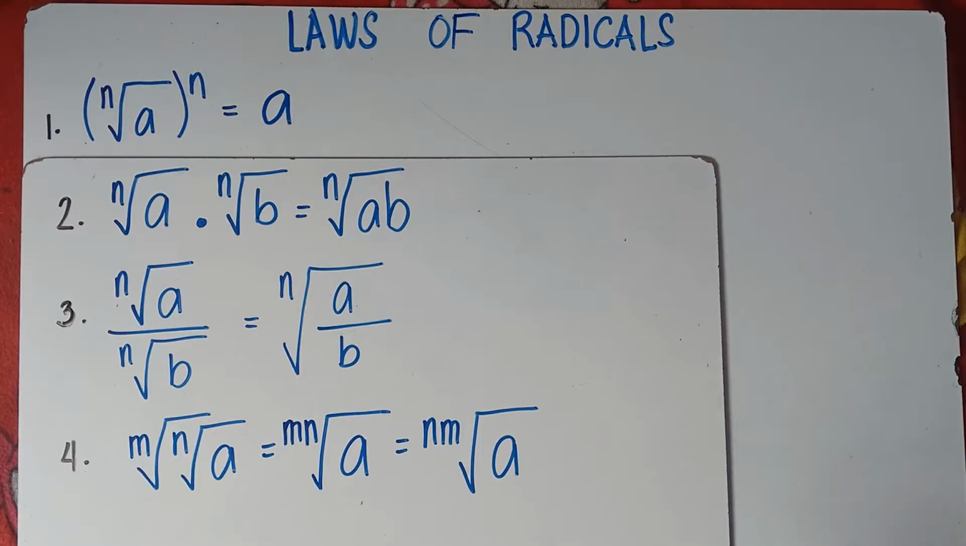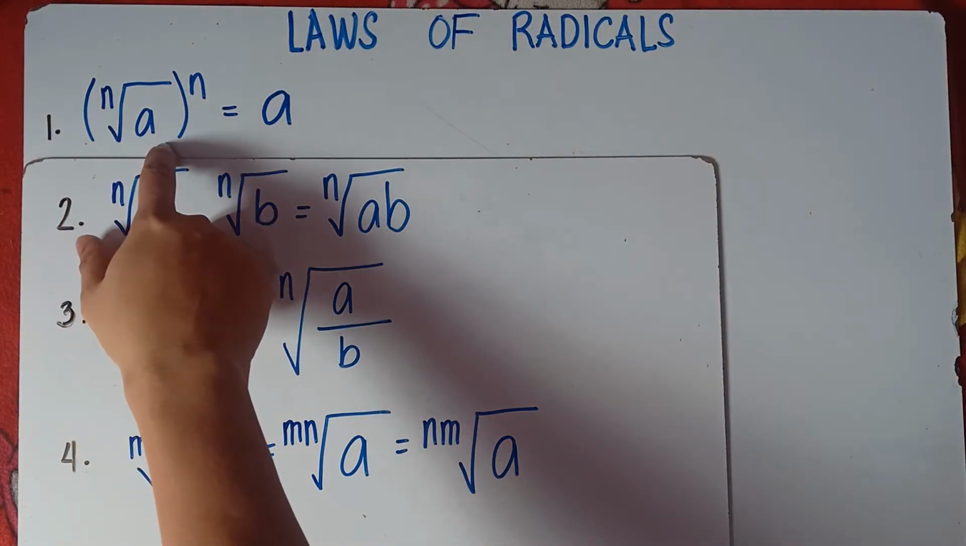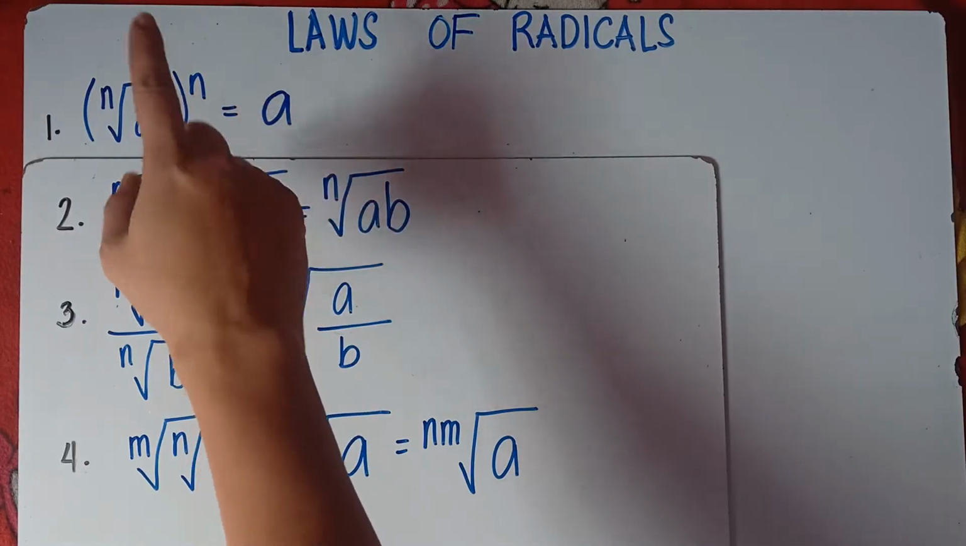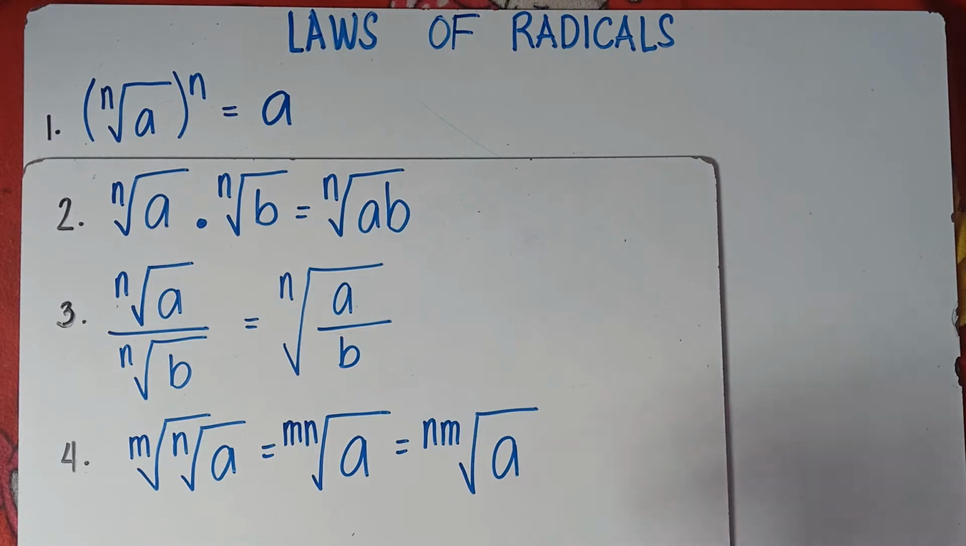In the first law of radicals, it says that the nth root of A, quantity, raised to the power of n, and your answer is equivalent to A. So that's the first law there, and we will be explaining that one. And we will give more examples for you to really understand how to simplify these equations.